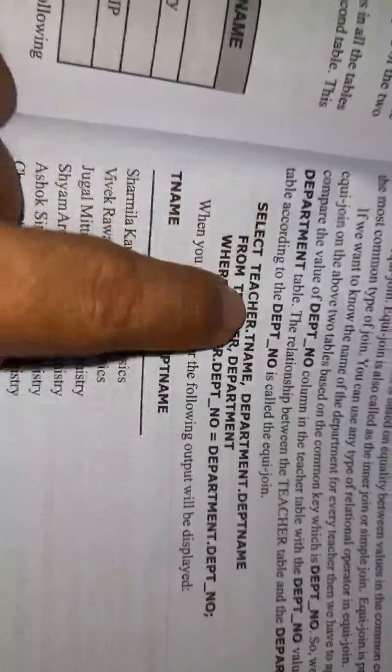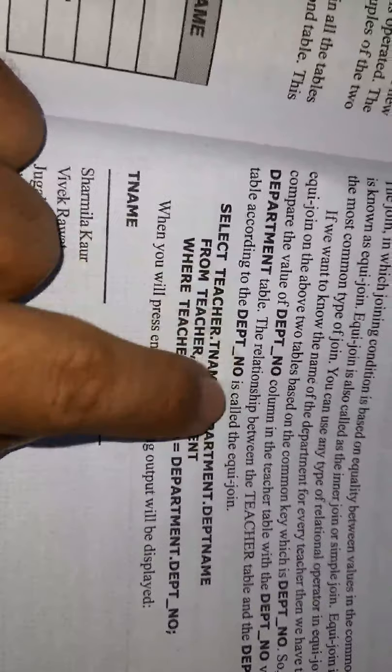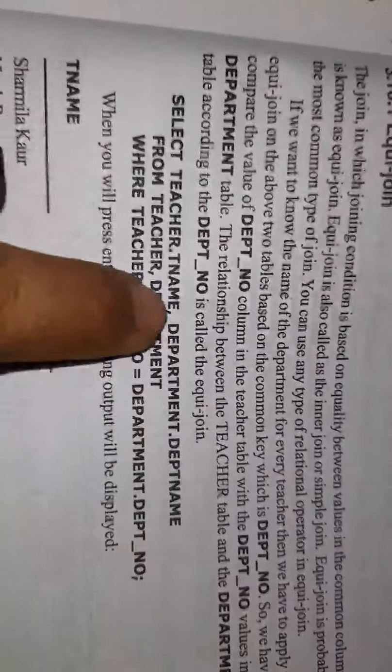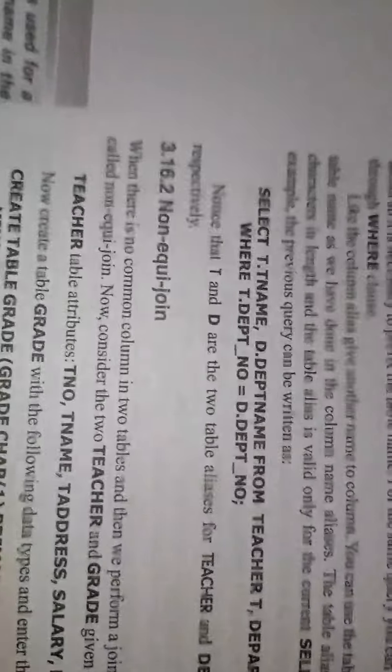How do you get this t name and department? Because in the select query you have written to display teacher dot t name and then department dot department name. How is the equivalence established? By teacher dot department number equals department dot department number, because these two columns are the same, that's why it is called an equijoin. So from these two tables, these two columns are extracted.